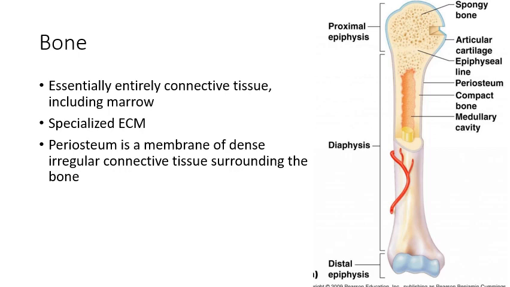Then inside of bones you have marrow, which is going to be connective tissue as well. Most of the marrow in an adult would be made of prominently adipocytes, so it would be like adipose tissue, white adipose tissue. And then the type of marrow that has stem cells in it, more common in children, is made of reticular connective tissue.